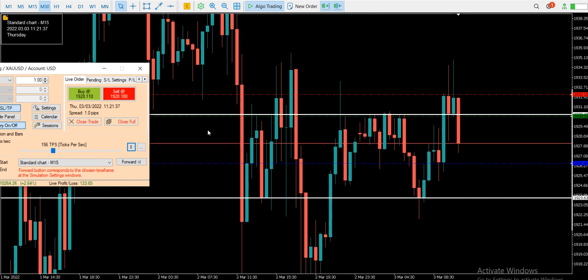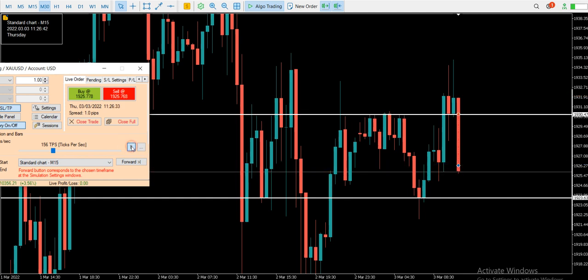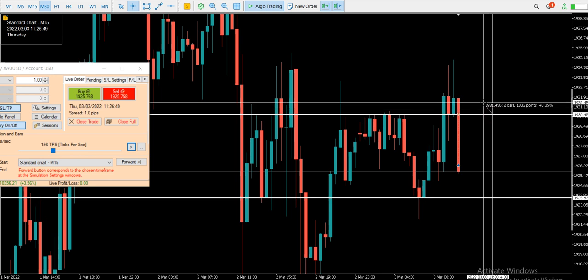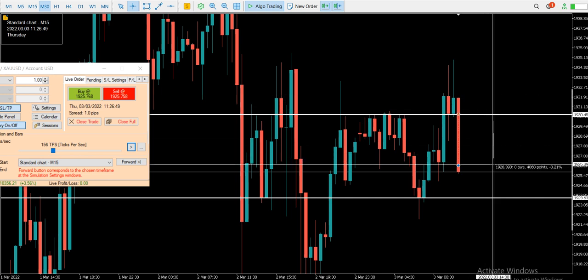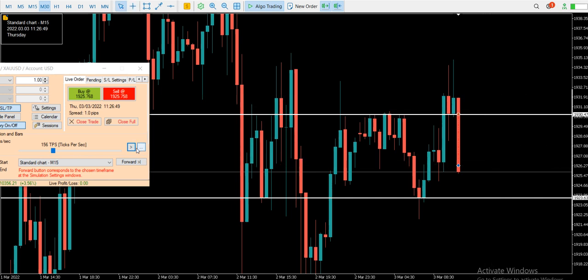And boom, TP hit, gained 3.56%. The SL was almost 15 pips and the gain was 40 pips. Okay, move on to the next day.